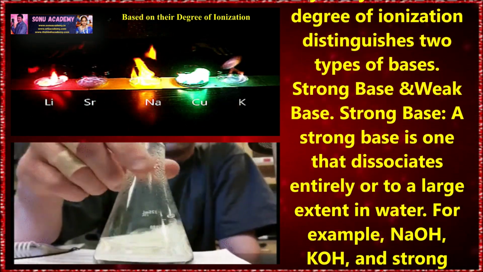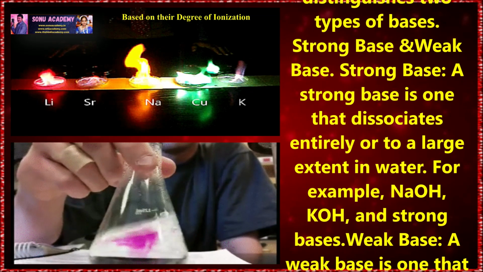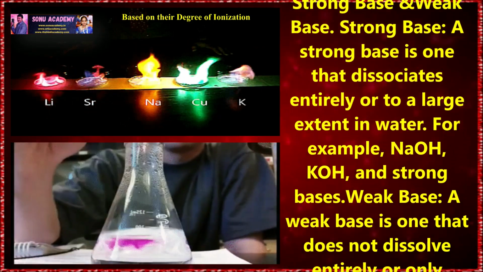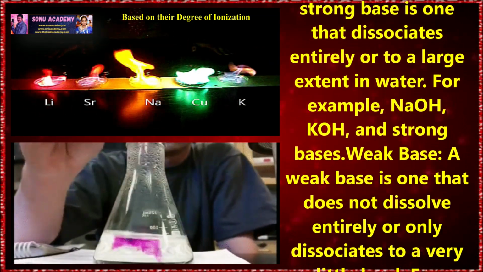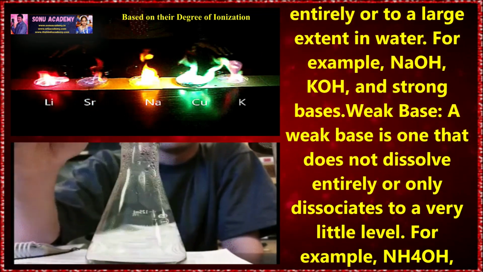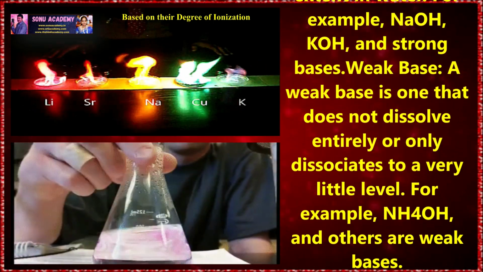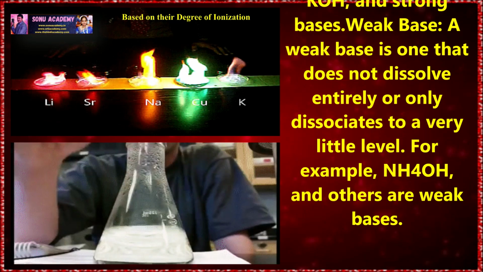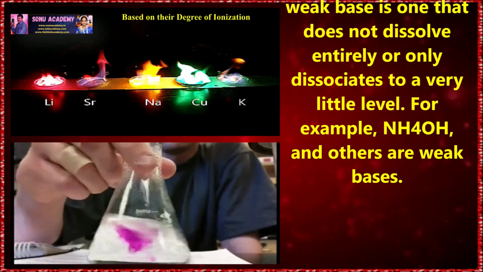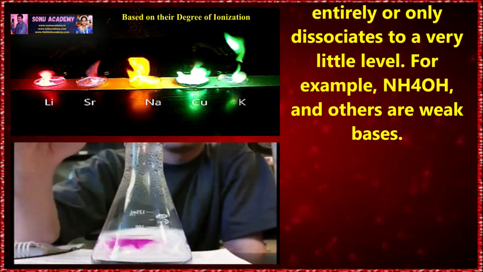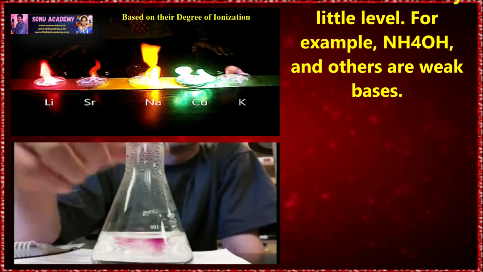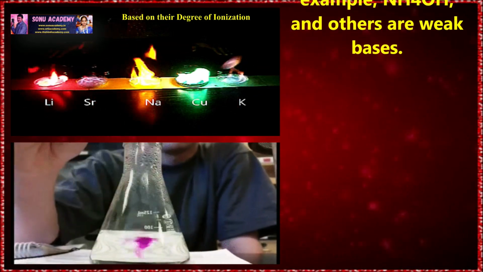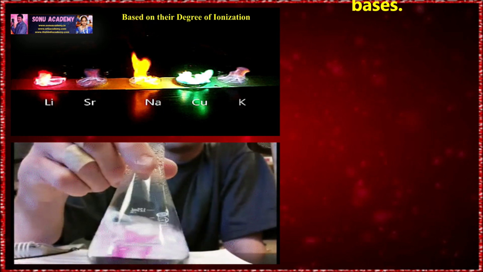The strong base is one that dissociates entirely or to a large extent in water. For example, NaOH and KOH are strong bases. Weak bases. A weak base is one that does not dissociate entirely or only dissociates to a very little level. For example, NH4OH and others are weak bases.